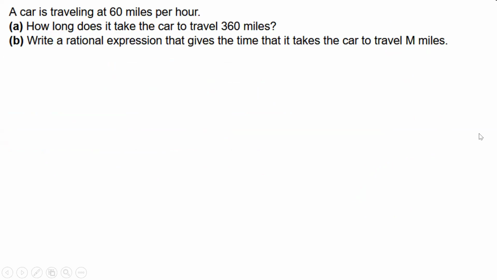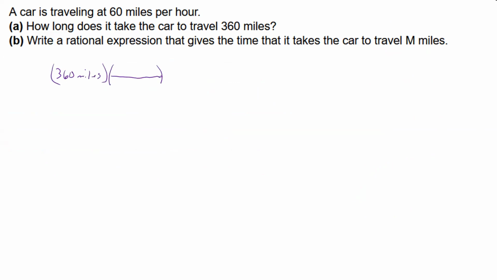What do we have here? A car is traveling at 60 miles per hour. How long does it take the car to travel 360 miles? Well, there's multiple ways to do this one. If we do kind of unit cancellation, we're going to take our first number, which is 360 miles, and we're going to do unit conversion.